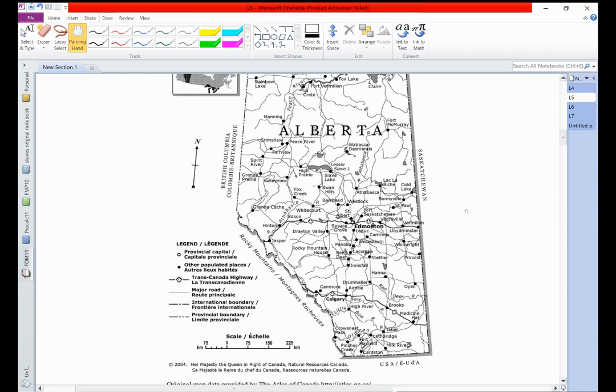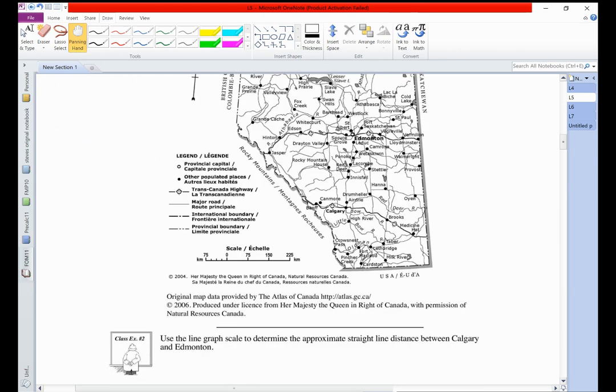Here is our map. You can see that we have a line graph scale right here. So we know that each of these increments right here is 1 centimeter. So you can say that our scale is going to be 1 centimeter represents 75 kilometers. And that'll change from map to map depending on how big it is, right?